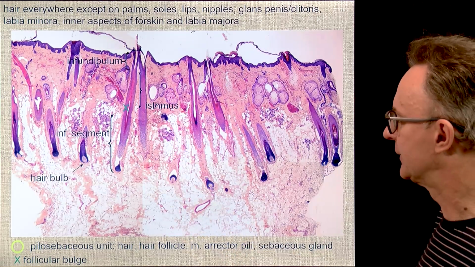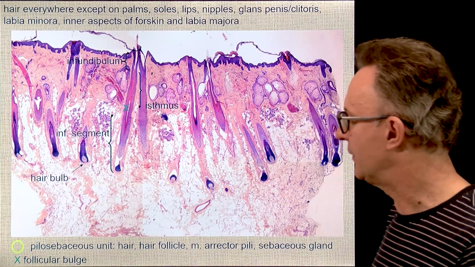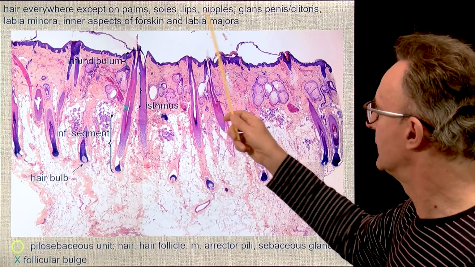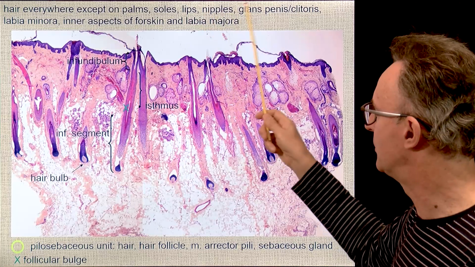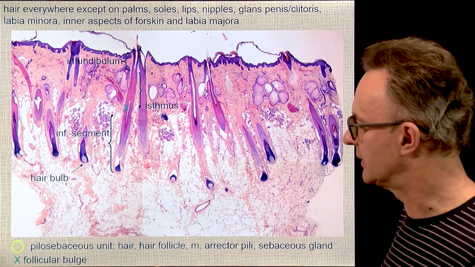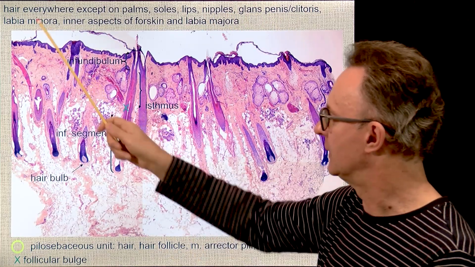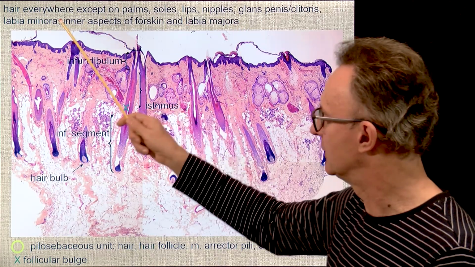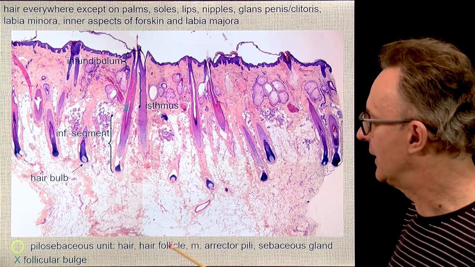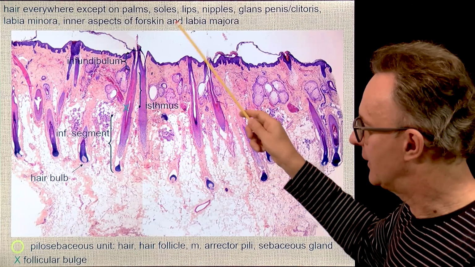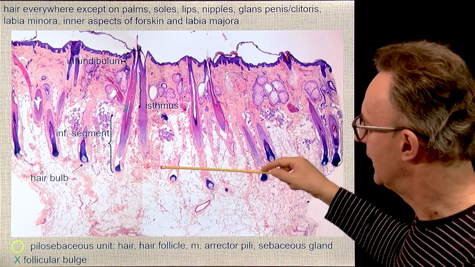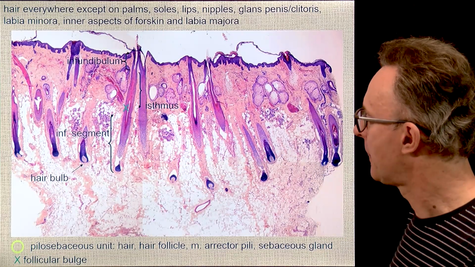Now the hair follicles. We have them in those areas where we have hair, so not in the thick skin, palm and sole, and some other regions such as the lip, nipple, and the glans penis or clitoris, and the inner aspect of the foreskin and the labia majora and minora, where we don't have hair. In the other areas, we have hair follicles, sorry. We have hair in the other regions.